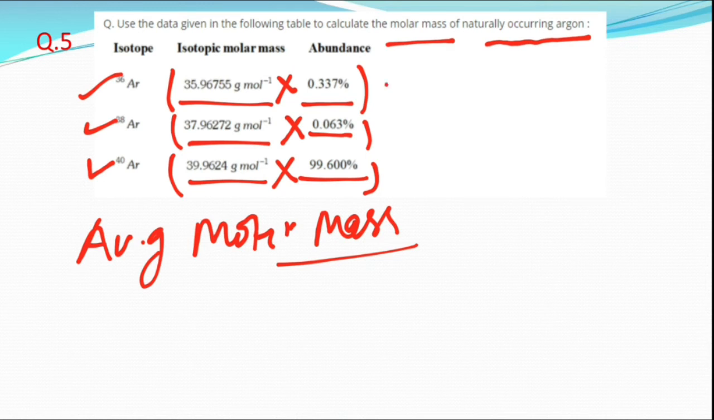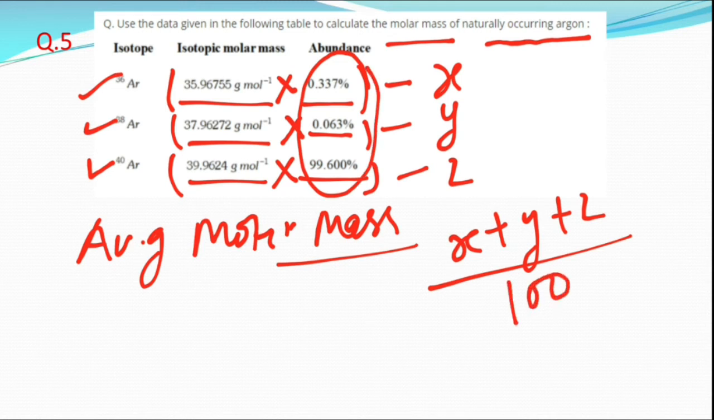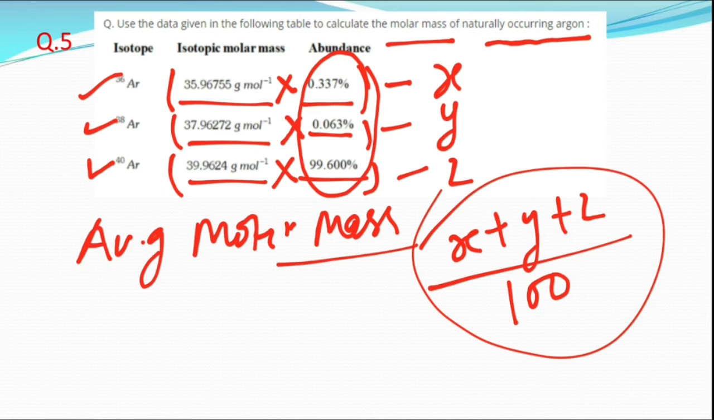Okay, so suppose you got X number here, Y, and you got Z number here. So we will add X plus Y plus Z divided by total abundance, and in percentage the total abundance is 100. So by this method you will get the average molar mass of argon. I hope you understand it.